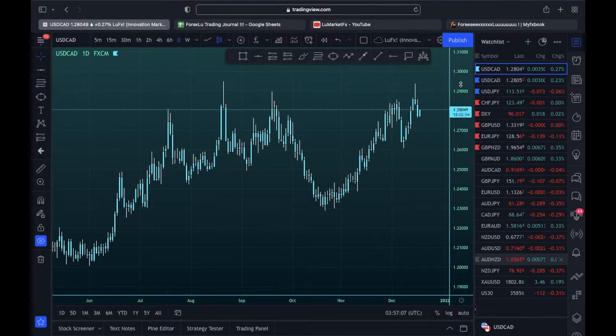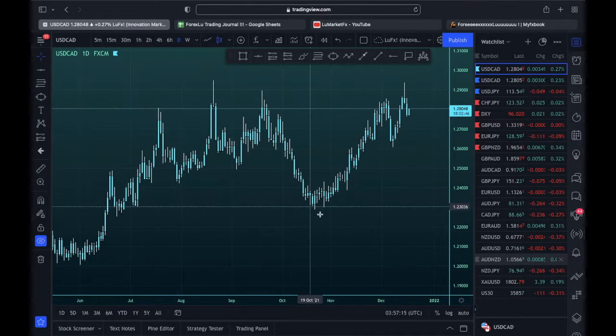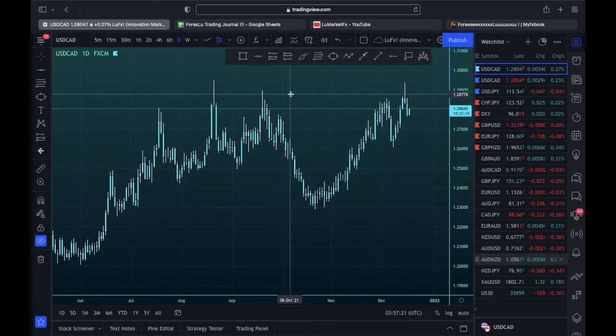So look, we're going to go ahead and break down this UCAD trade that I took last week or 2 weeks ago, and I closed profits this week. So look, anyways, I bought around here, and I took profits around this level. So let's go ahead and break the trade down for you guys.